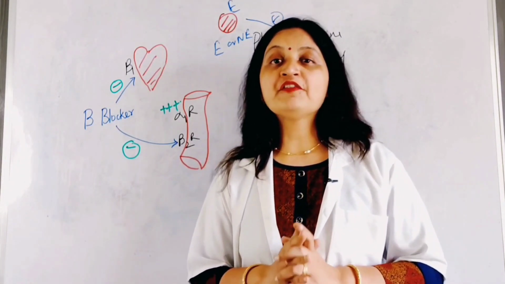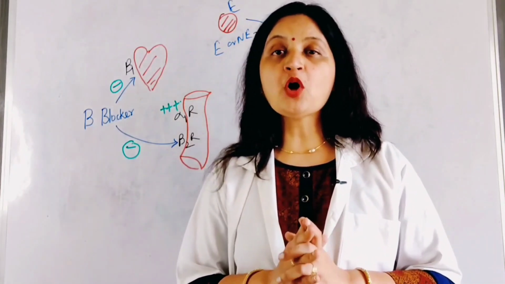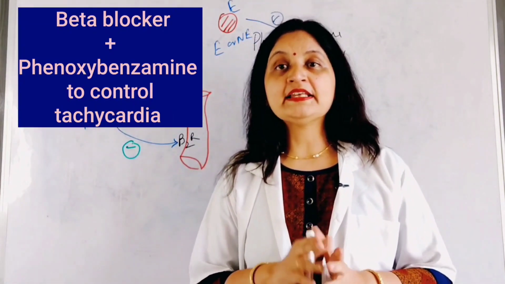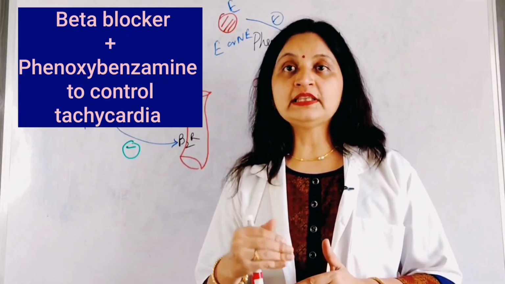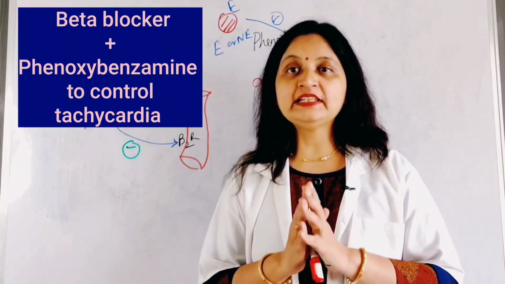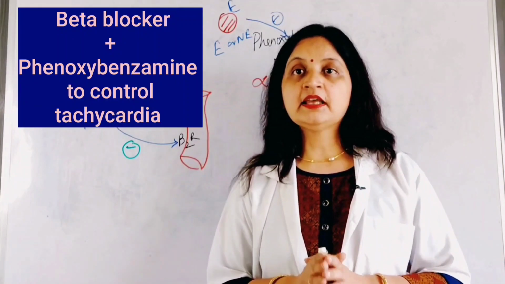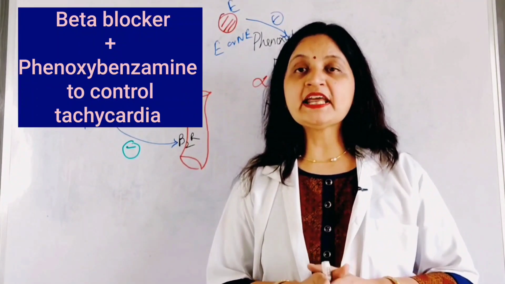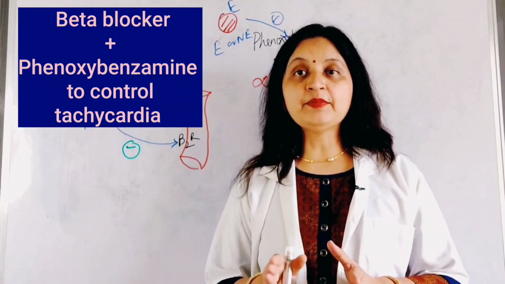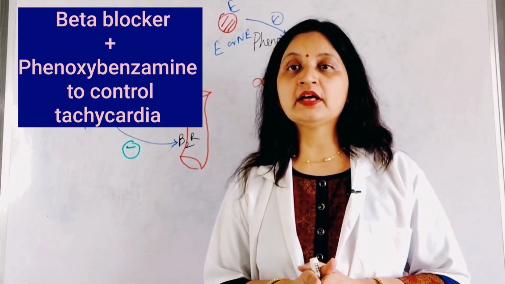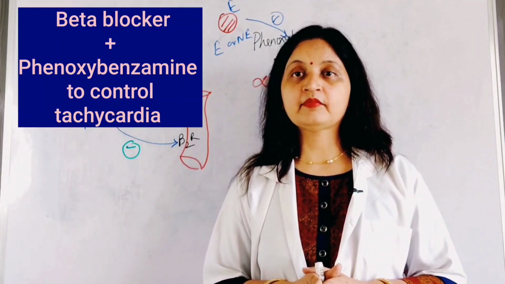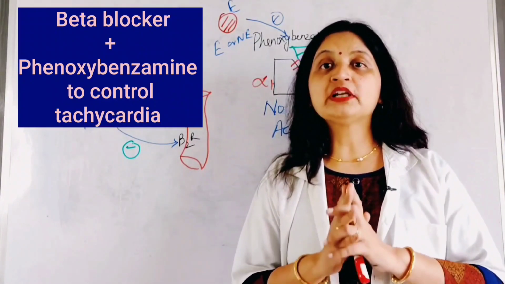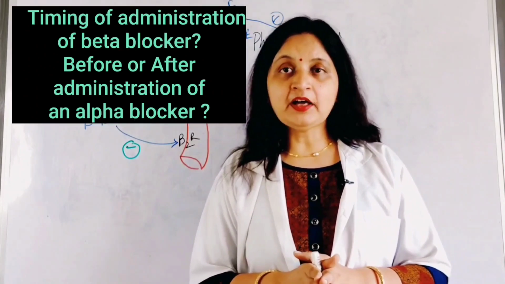And therefore, phenoxybenzamine, which is a non-selective alpha blocker, is administered along with a beta blocker to control the increased heart rate, to control tachycardia. Thus, phenoxybenzamine, a non-selective alpha blocker, is administered along with a beta blocker, and this helps to bring about hemodynamic stability. Now the question arises about the timing of administration of beta blocker.